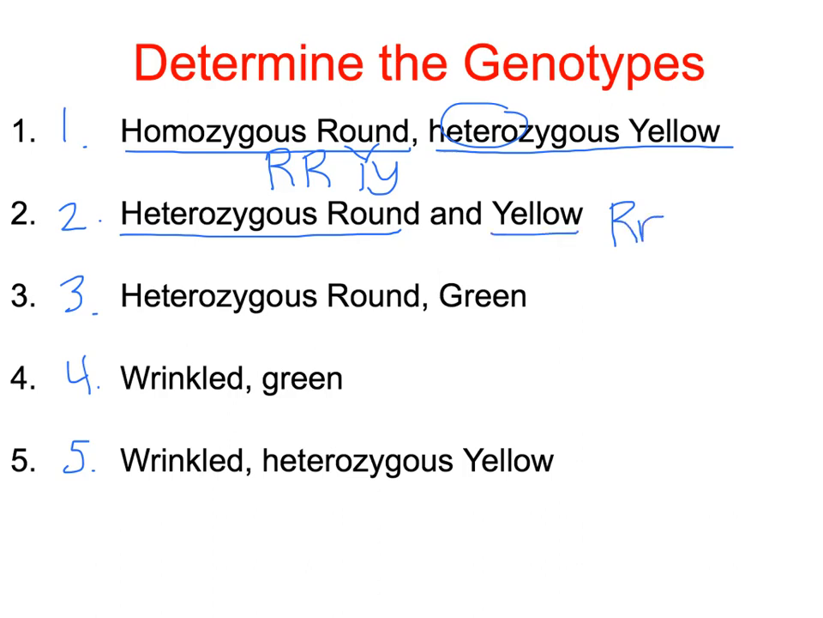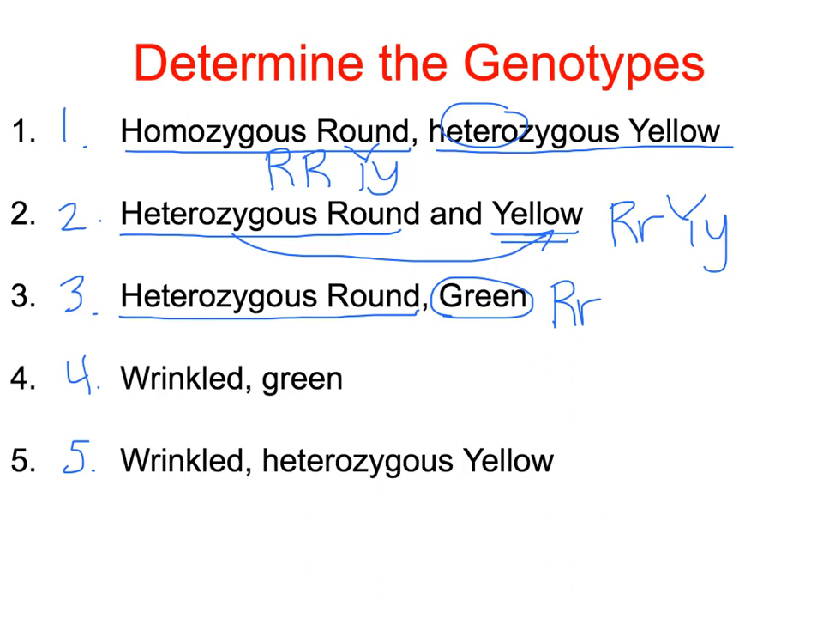And the fact that yellow can be heterozygous means that heterozygous also applies for that second trait, so we want 1 of each of those alleles as well. For number 3, heterozygous round, 1 of each allele. And now the only possibility for green is to have 2 recessive alleles. Therefore, we know it's not heterozygous. The only way we can get that trait is to have 2 recessive alleles.